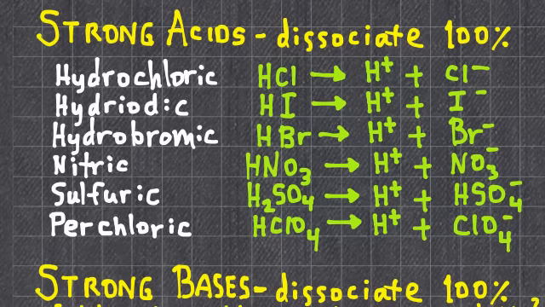Let's pick up where we ended off. We'll look at a few structures of acids, what might make a strong acid, or a strong base and a weak base, and see where it goes from there.